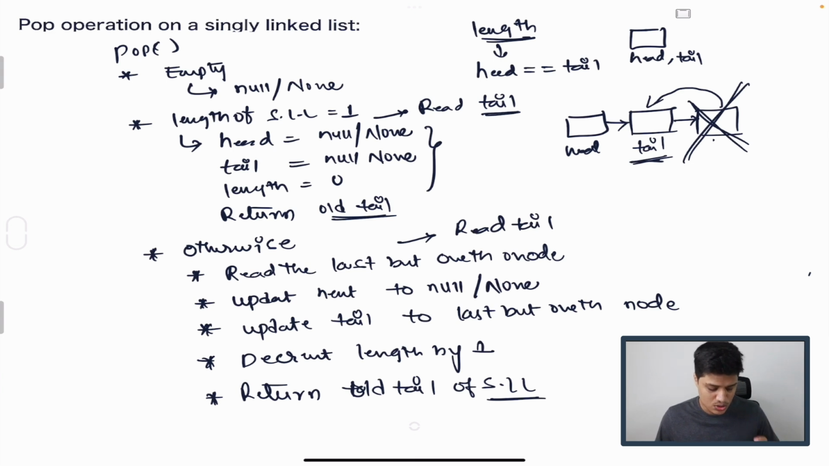So this is the pseudocode for implementing the pop operation on a singly linked list. Just remember that there will be 3 cases. The first case is an empty singly linked list, the second is where we have only one node inside the singly linked list, and the third is where we have more than one node. According to the case, we make sure that head, tail and length, which we are maintaining in our singly linked list implementation, are adjusted with the proper values.